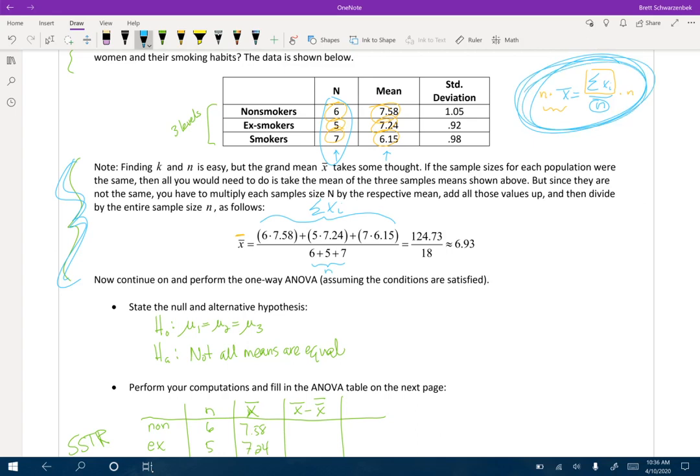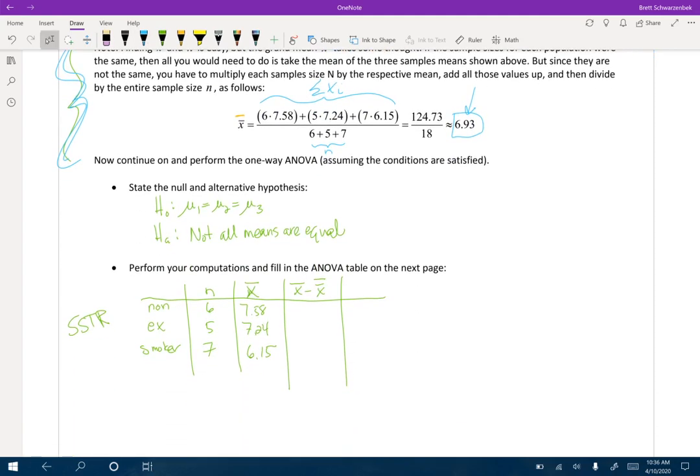So what happens when we do this calculation? We get 6.93. Okay, so what do we have to do? We're going to take all of these values right here, and we're going to subtract 6.93. So what do we get? We get 0.65, 0.31, and negative 0.78. Okay, these are our values for each individual mean minus the grand mean.